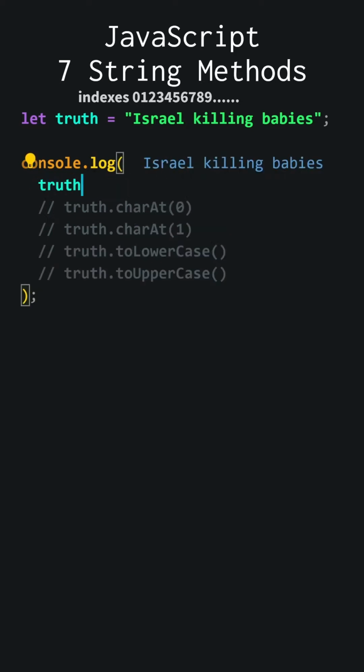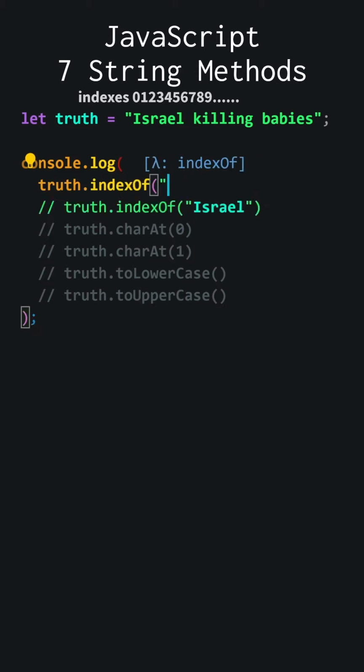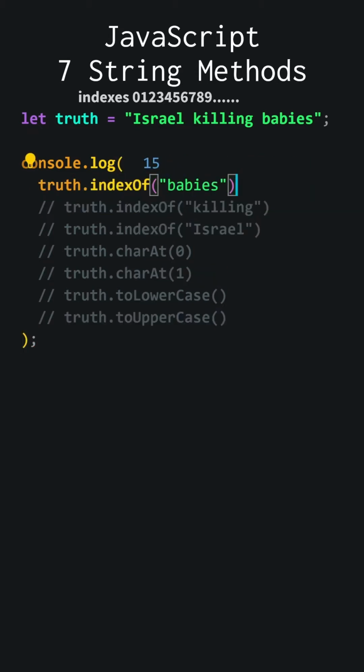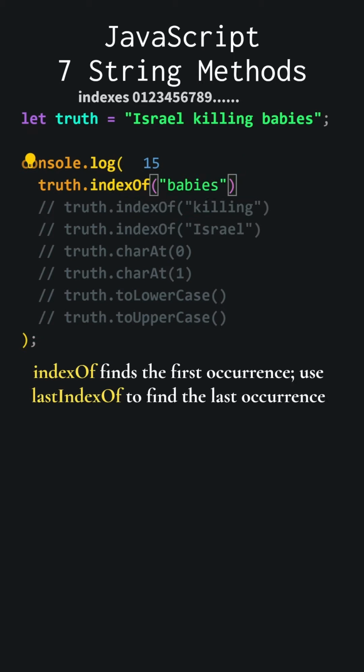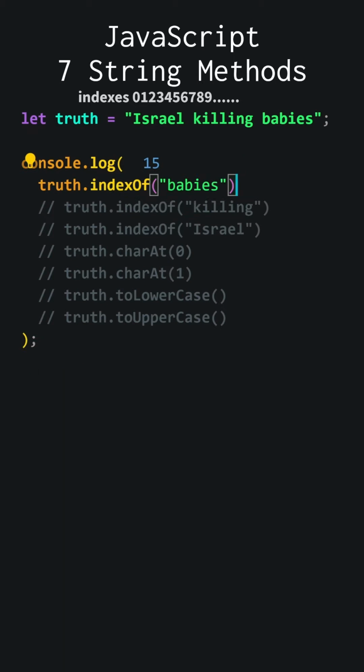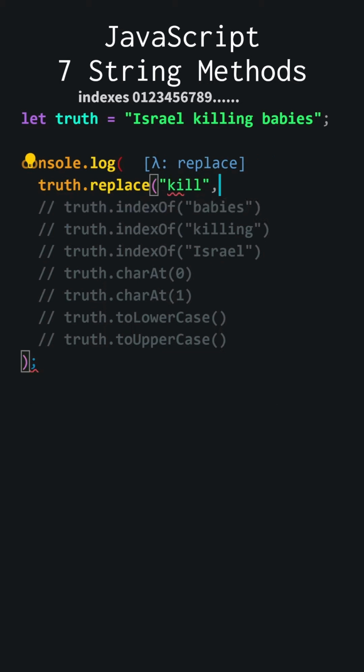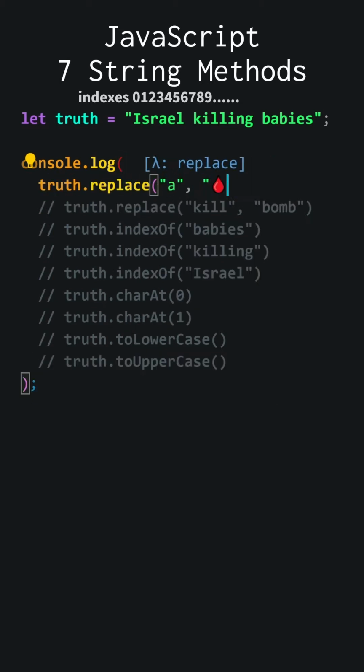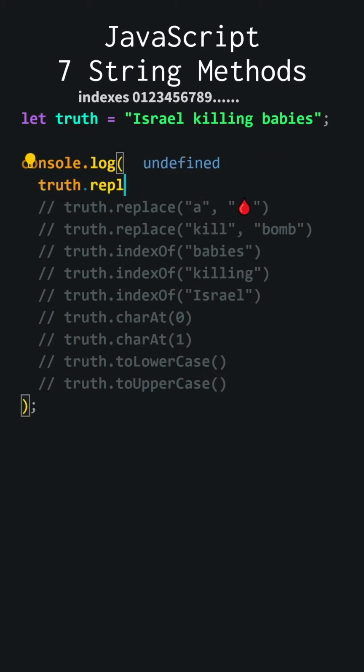Let's check from which index a word begins. Let's check another one. And another. Let's replace one word with another. Let's replace one character with another. The replace method changes only one occurrence. If we want to replace all occurrences, we use replace all.